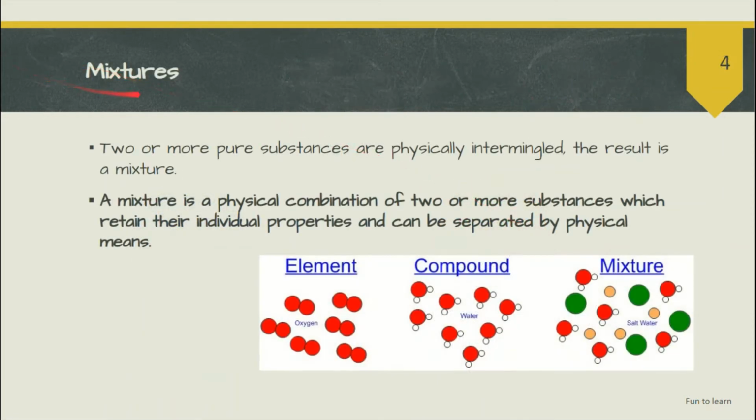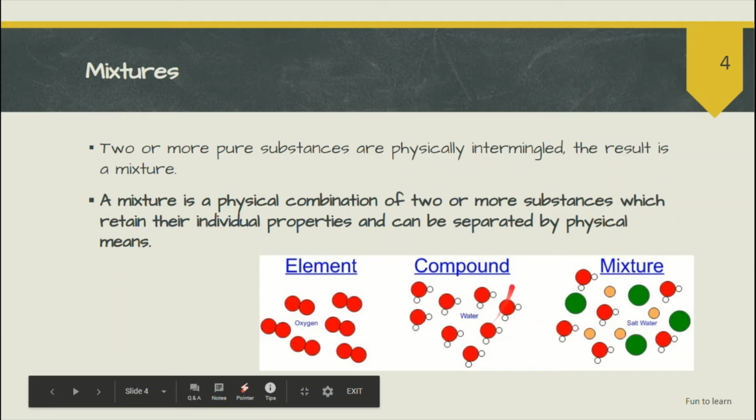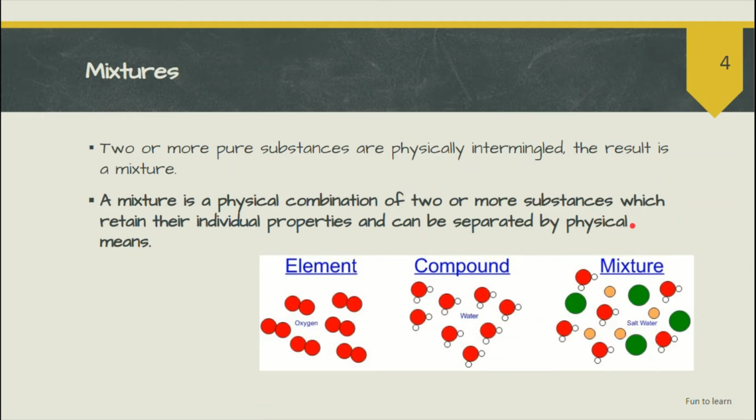Let's learn about the second bifurcation of a substance, which is known as a mixture or an impure substance. Two or more pure substances are physically intermingled, not chemically reacted. The result is a mixture. Now let's read the definition. A mixture is a physical combination of two or more substances. Take bhel again. We can find two or more substances which retain their individual properties and can be separated by physical means. The diagram shown below you can understand better if you view the video I mentioned earlier.